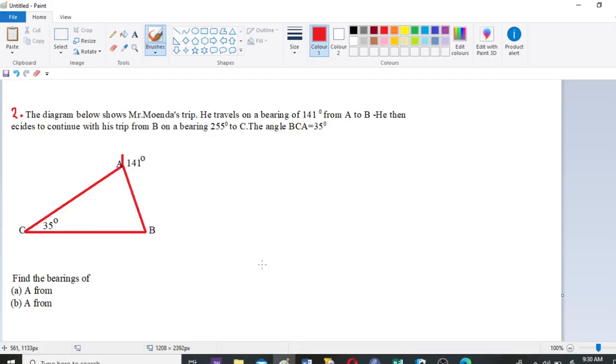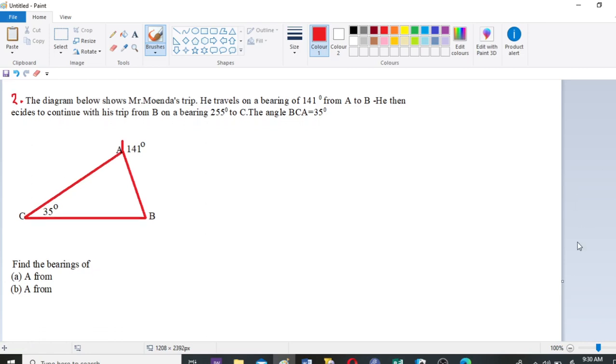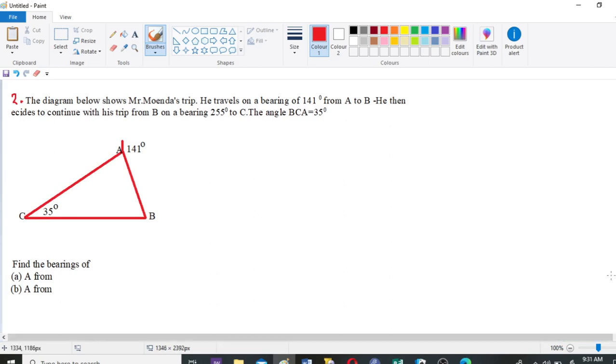Okay, we proceed now. We look at the second question. All right. So we have a second question, this one here. The question says, the diagram below shows Mr. Mwonde's trip. He travels on a bearing of 141 degrees from A to B.